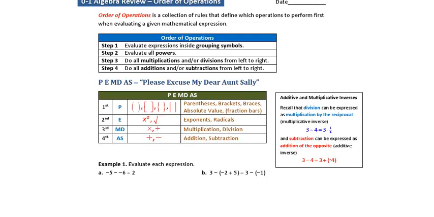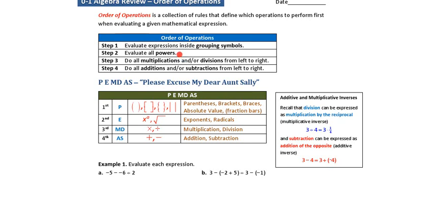Today we'll be reviewing the algebra concept order of operations for geometry. So order of operations, the collection of rules that define which operations perform first. So it's the order of how you solve a problem, basically, with evaluation. So step one, you want to evaluate expressions that have any grouping symbols.